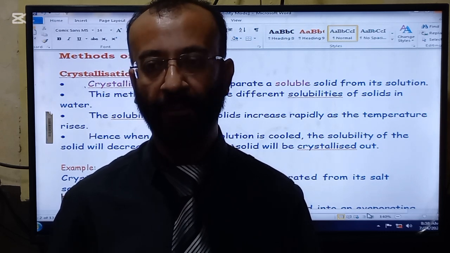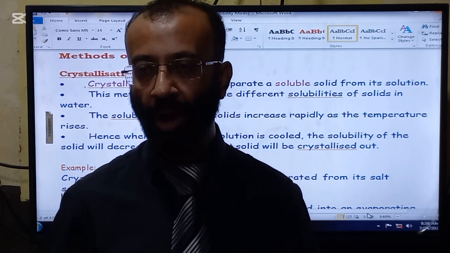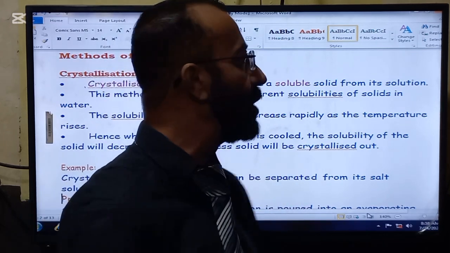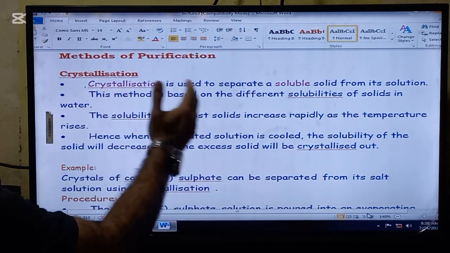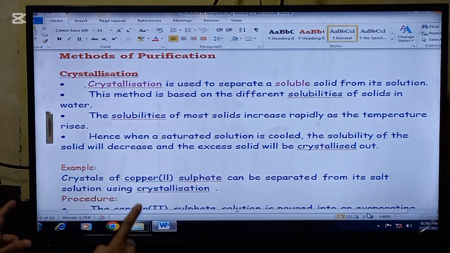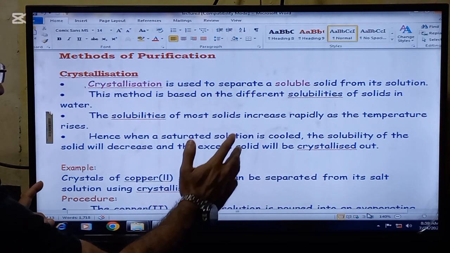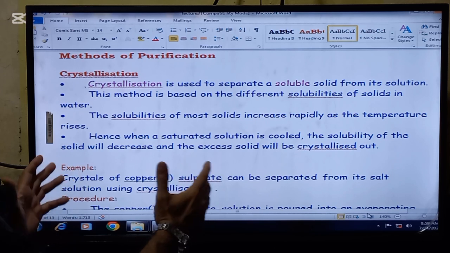Of chemistry, paper number 4. Paper number 4 is alternate to practical, so concentrate yourself. Our today's topic is crystallization, that is a method of the purification. So concentrate yourself. Here is the explanation how this method is conducted.